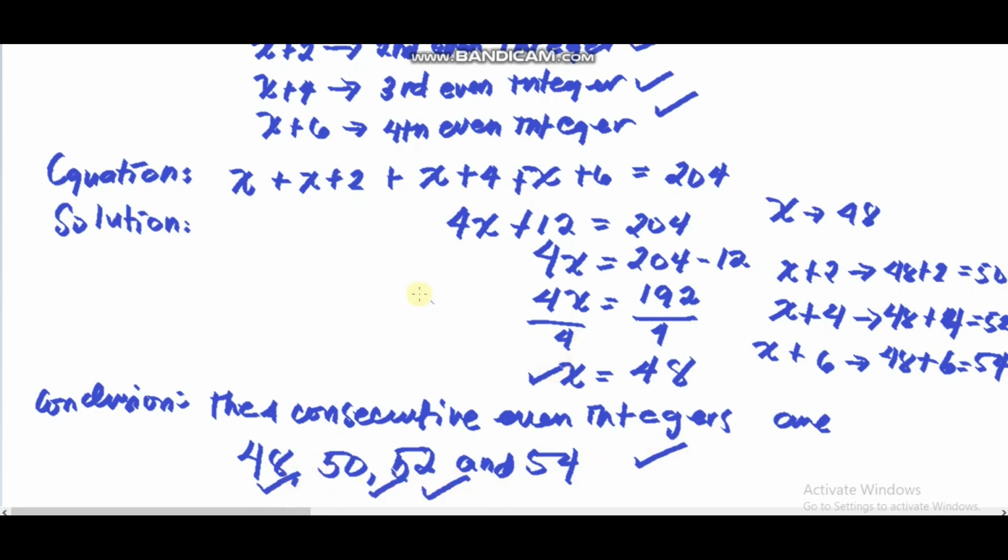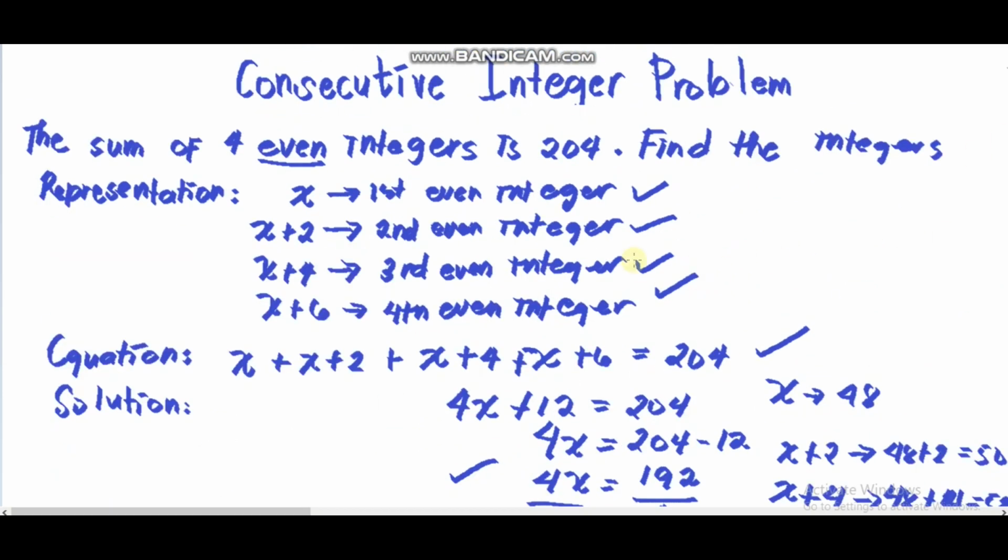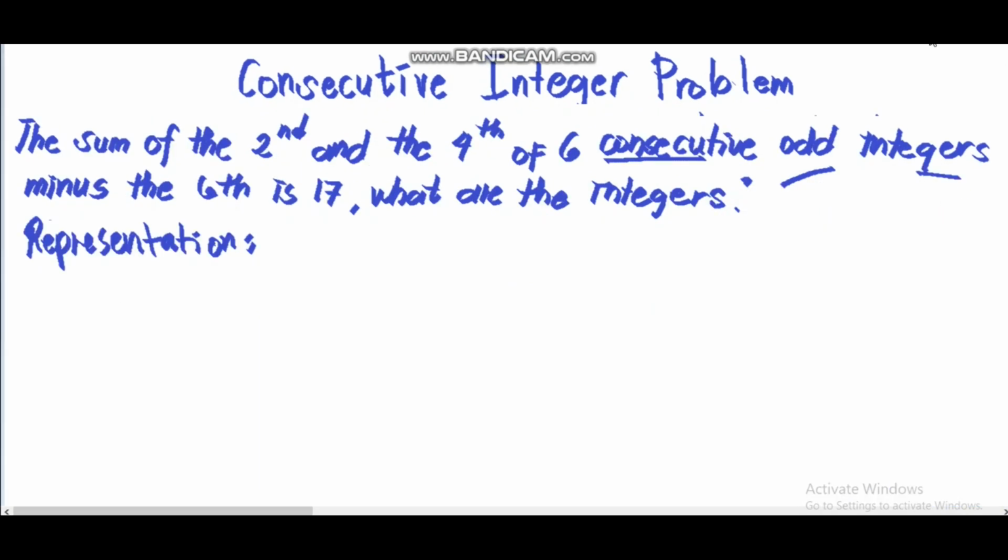So you have the 4 answers already. You have the value of x, you have the solution, and the equation. So, I'm going to score you. Check. So, type next. 1, 2, 3, 4, 5, 6, 7, 8, 9, 10, 11. So, you will have 11 over 11. Very good. Okay. The sum of the second and the fourth of the 6 consecutive odd integers minus the 6th is 17. What are the integers?